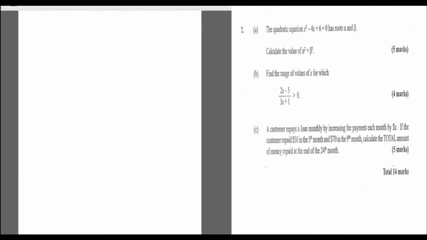Here, x squared minus 4x plus 6 has roots alpha and beta. So if it has roots alpha and beta, we have to calculate the value of alpha squared plus beta squared. Now, I don't know how to calculate alpha squared plus beta squared directly, but this is what I do know: the sum of the roots of any quadratic equation, alpha plus beta, is equal to minus b over a.